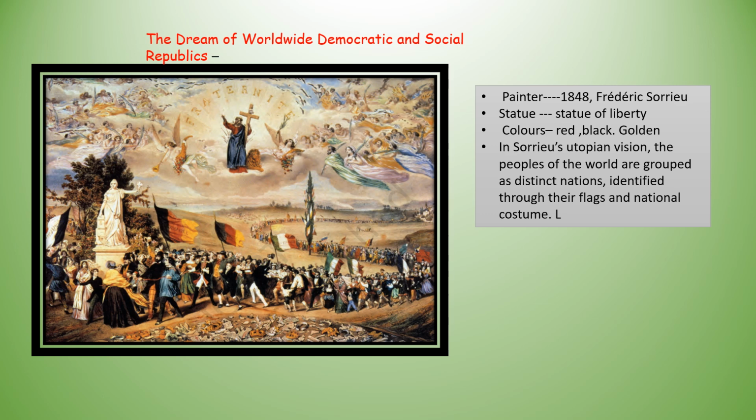The prominent colors seen in this picture are red, black, and gold. In Sorrieu's utopian vision, what is a utopian vision? A vision of a society that is so ideal that it is unlikely to actually exist. But according to Sorrieu's utopian vision, the people of the world are grouped as distinct nations, identified through their flag and national costume.